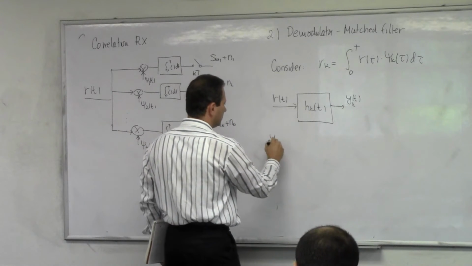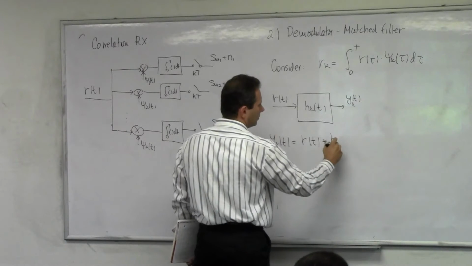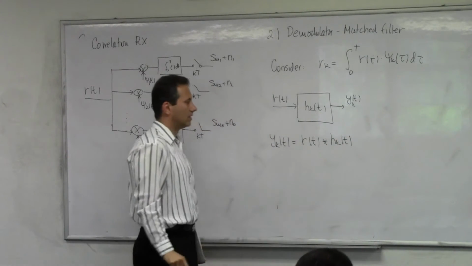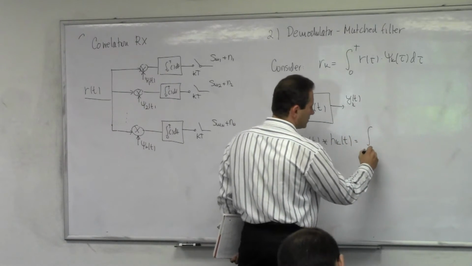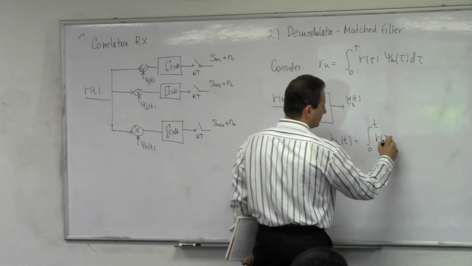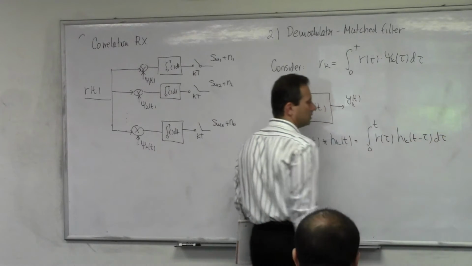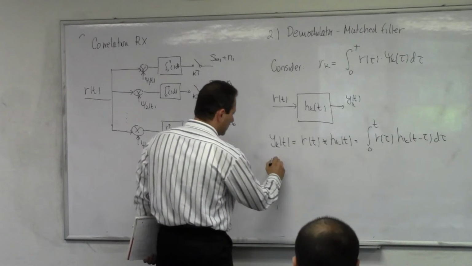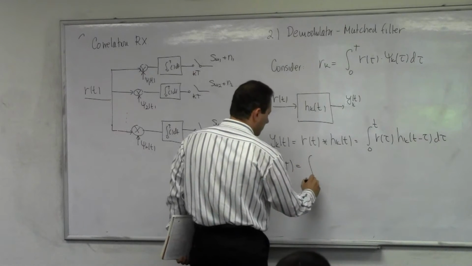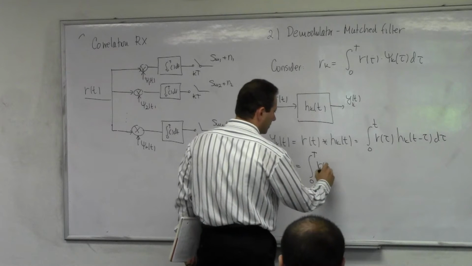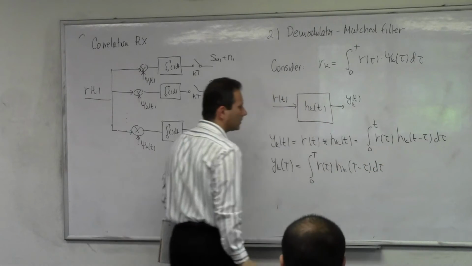We know that this y_k of t, from general linear system theory, is r of t convolved with h_k of t. This is always true when you have a filter with a given impulse response. This is an integral from 0 to t of r of tau, h_k of t minus tau, d tau. That's our convolution here. Let me sample this y_k at capital T. So y_k at T becomes an integral from 0 to T of r of tau, h_k of T minus tau, d tau.